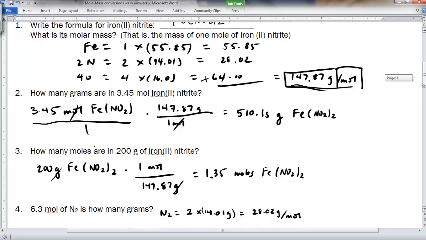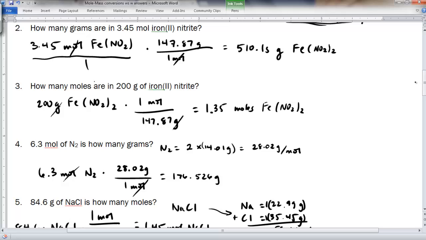Problem number 3 is the reverse of problem number 2. Here you're given 200 grams of iron and you're trying to get to moles. You're going to multiply by the inverse of the fraction, 1 over 147.87, because again you're trying to cancel grams, so grams are on the bottom. The final answer is found by taking 200 grams and dividing by 147.87. Dividing by 147.87 is the same thing as multiplying by 1 over 147.87.